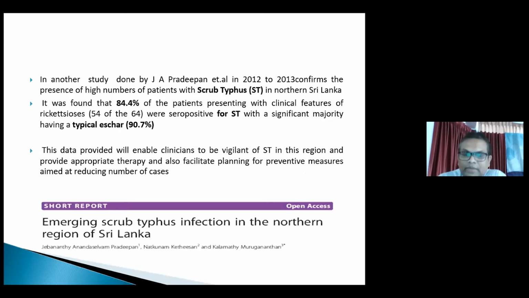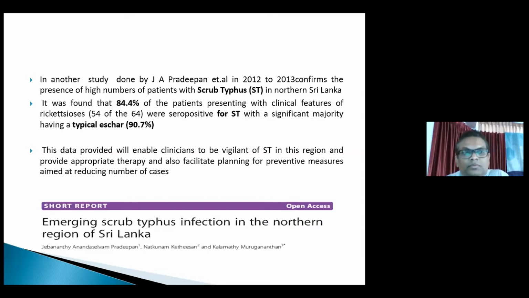This is a very good study done by Dr. Pradeepan and his team, and published in 2014. Actually, they analyzed 64 cases of suspected typhus from 2012 to 2013 in the northern part, and out of that, it was found that 84.4% of the patients presented with clinical features of rickettsioses. That means quite a high number.